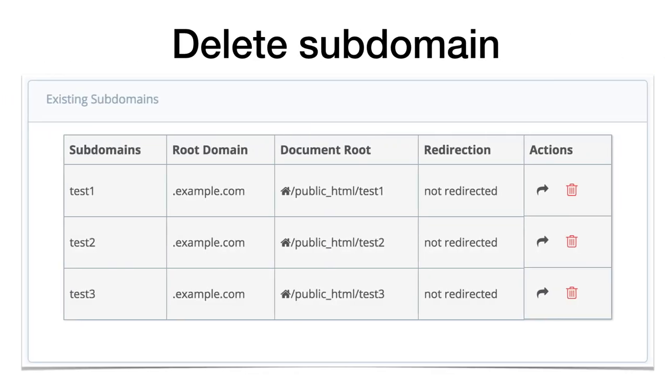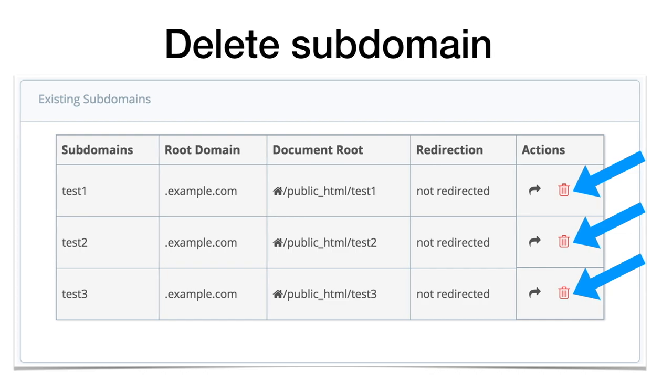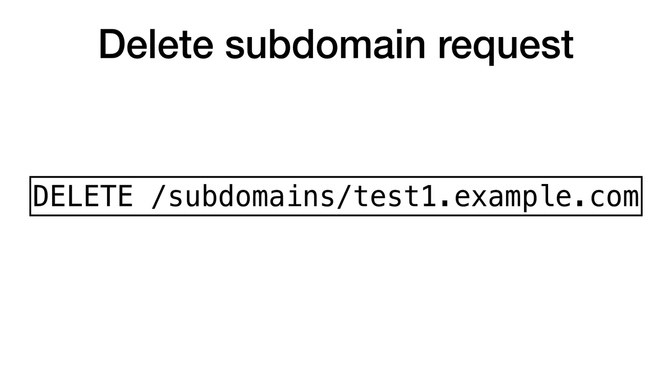And finally, our last bit of design work for the API is deleting a subdomain. Notice these little trash cans here. This is also quite easy in REST semantics. We could implement it like this. The HTTP specification defines a DELETE method for removing a resource. And this would remove the test1 subdomain from the subdomains collection.